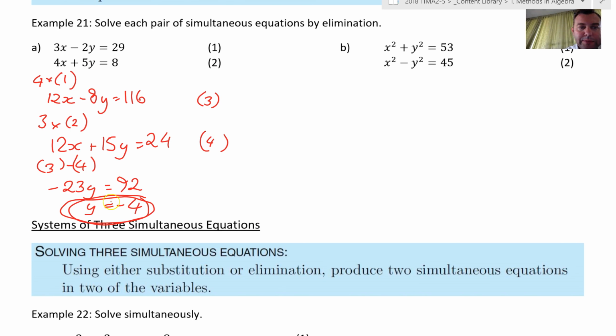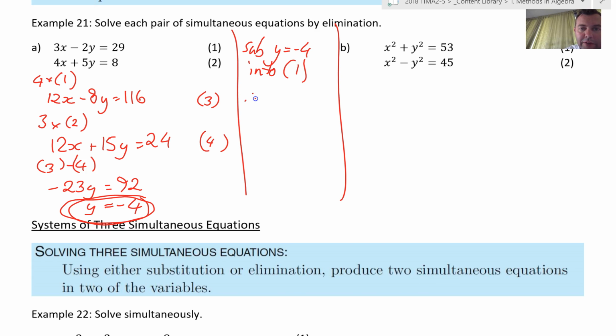Now I'm going to sub that into equation 1. Sub y equals negative 4 into equation number 1. Therefore, 3x minus 2 times negative 4, so minus negative 8, so plus 8, equals 29. That will tell me 3x equals 21. That tells me x equals 7. Okay, there's my two answers. There's my two parts: x equals 7, y equals negative 4.